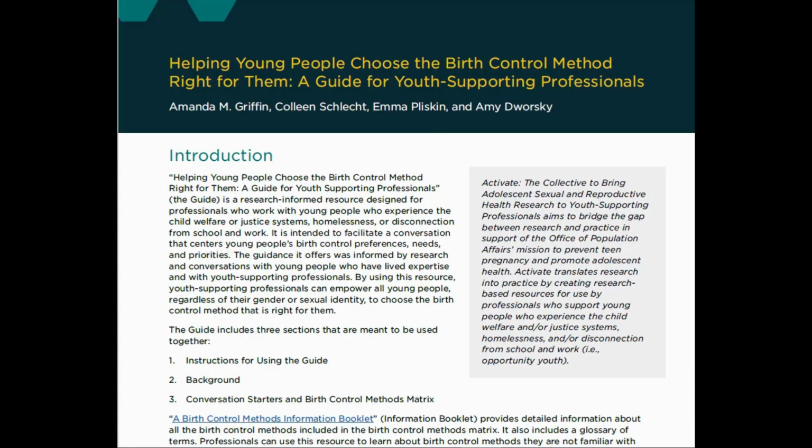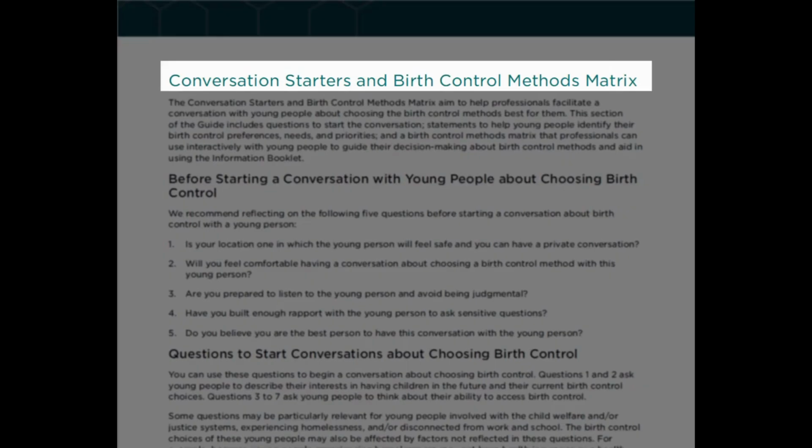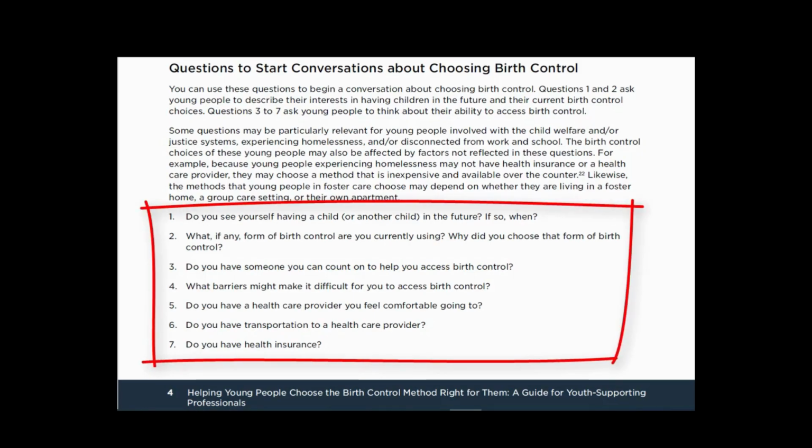The Birth Control Methods Guide includes 3 sections. 1. Instructions for using the guide. 2. Background. And 3. Conversation starters and birth control methods matrix. This module will focus on the conversation starters that are included in the Conversation Starters and Birth Control Methods Matrix section of the guide. They can be found at the bottom half of page 4. The conversation starters are 7 questions that are meant to help youth supporting professionals start a conversation with young people about choosing a birth control method.